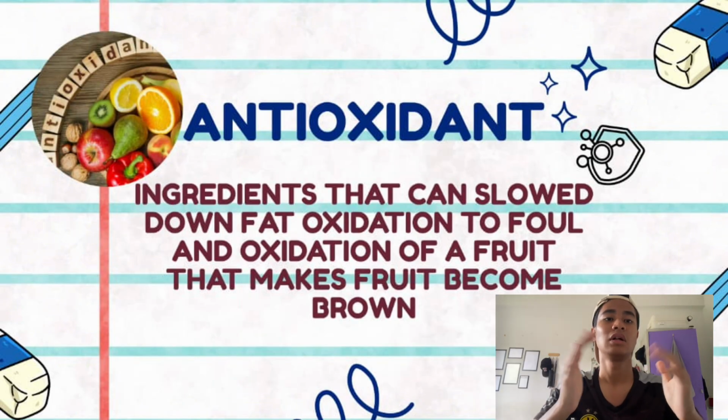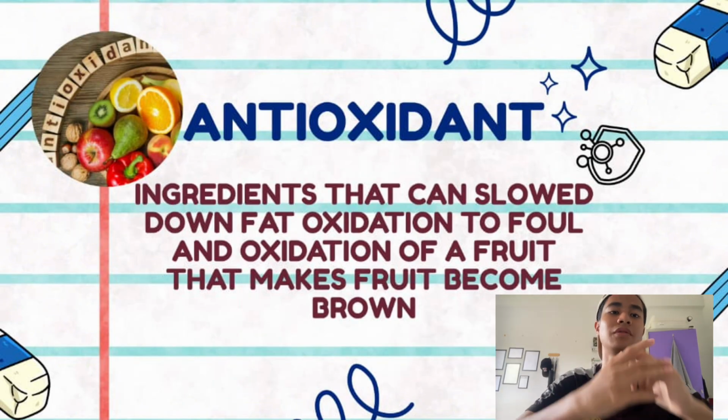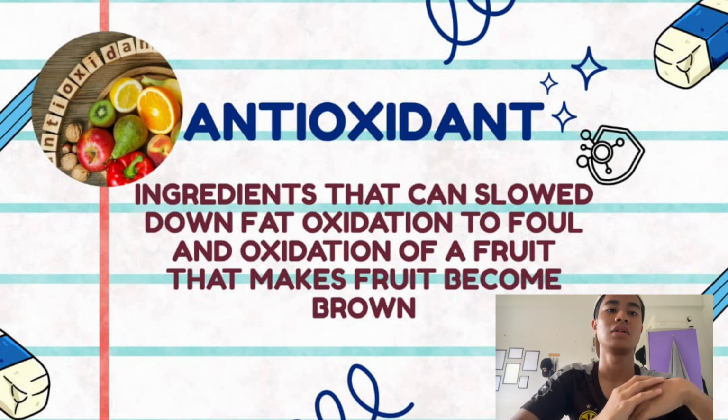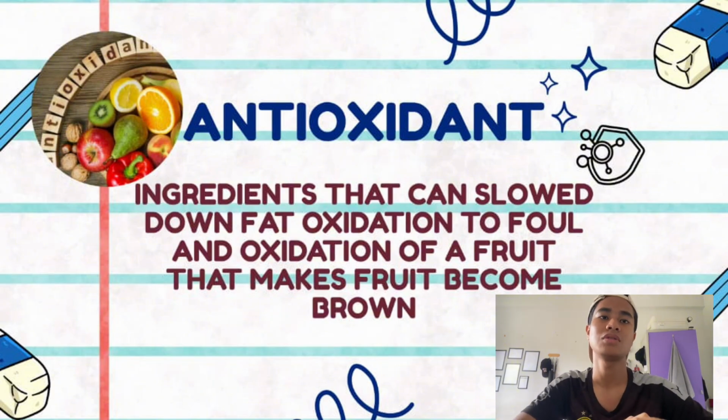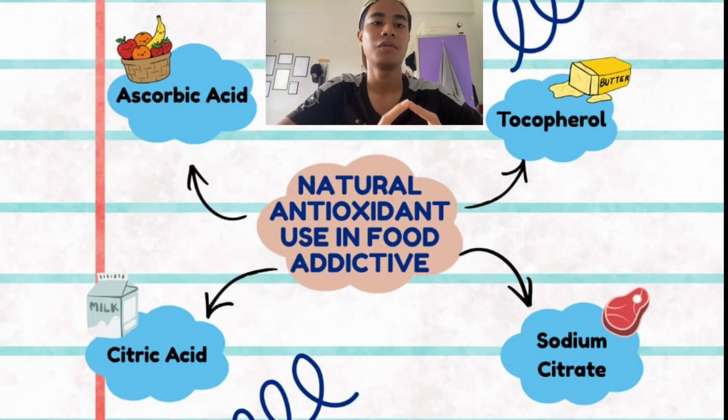What is an antioxidant? An antioxidant is a molecule that prevents and slows down damage to cells. Antioxidants are also used in food. For example, ingredients can slow down fat oxidation that makes food foul, and oxidation of a fruit that makes fruit become brown. That means it can maintain the shelf life of fruit.